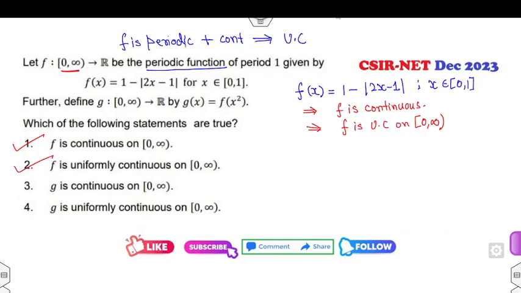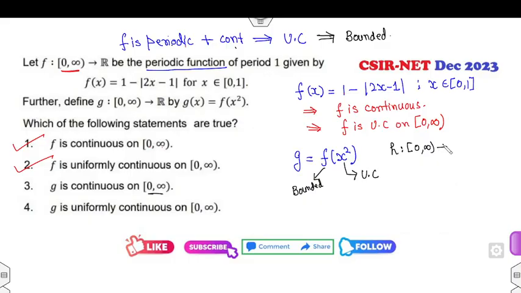Now g, is it continuous or not? Again, you can see this is a composition map. If I prove that this is uniform continuous and f is bounded, then it is UC. First of all, f is periodic and continuous, which implies f is UC, so it means it is bounded. Now your target is to prove, sorry, f is already given, I call it h. h is my function defined on the closed interval 0 comma 2r, defined by x square.